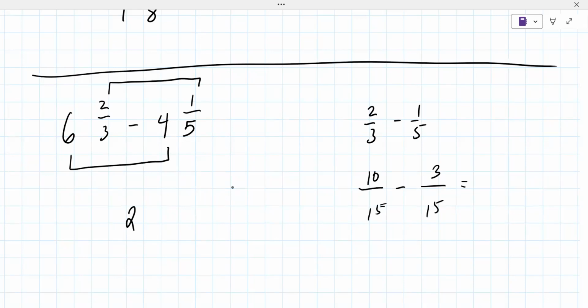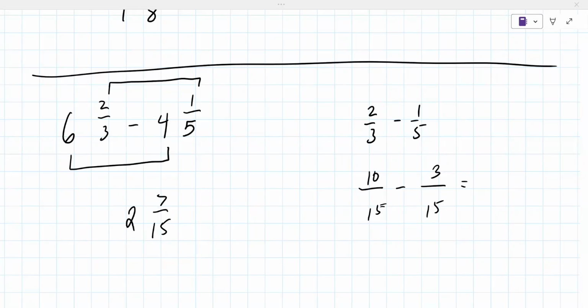Okay, yeah, keep going. You're doing great. Okay, I got 2 and 7 over 15. That is correct. Okay. All right, so these are the nice ones. Here is where we run into problems.